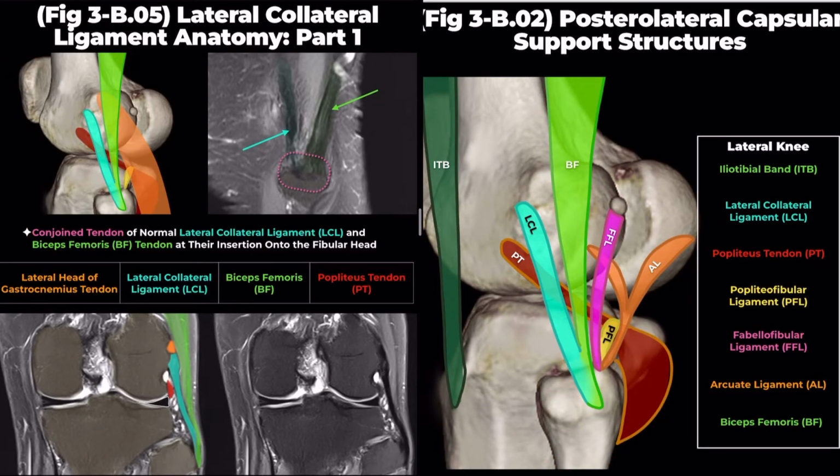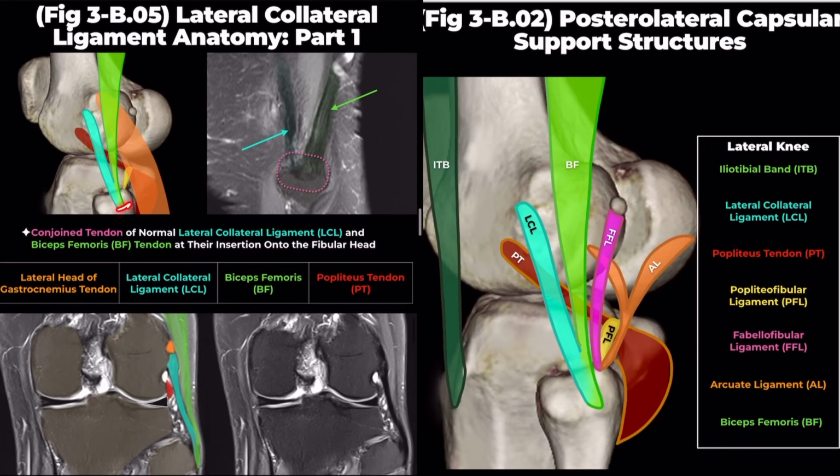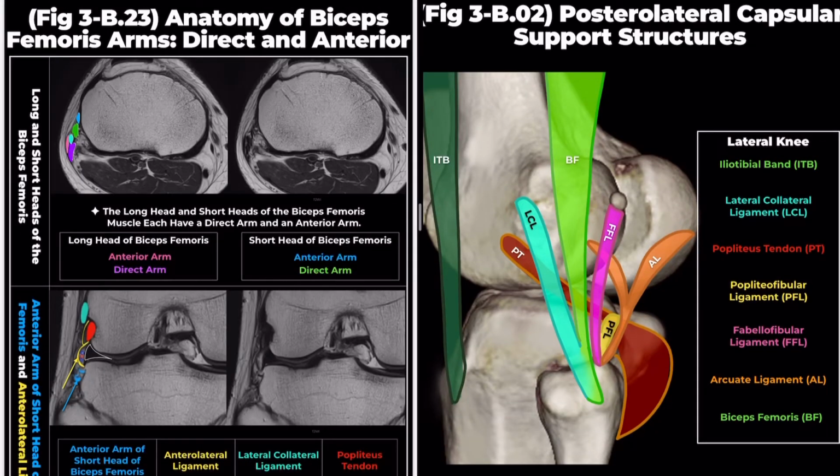The distal tendon of the biceps femoris muscle merges with the lateral collateral ligament 1 cm above the fibular head, inserting as a single conjoined tendon onto the lateral aspect of the fibular head. The LCL inserts anteriorly, while the biceps femoris tendon inserts posteriorly on the lateral aspect of the fibular head and neck. The biceps femoris is divided into short and long heads, each with anterior and direct arms, but only the long head is highlighted in light green here.